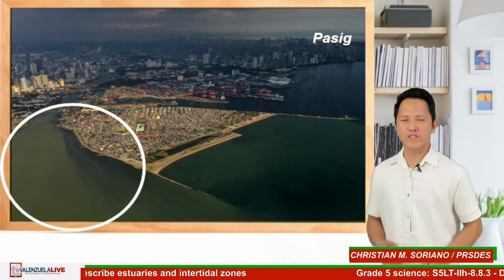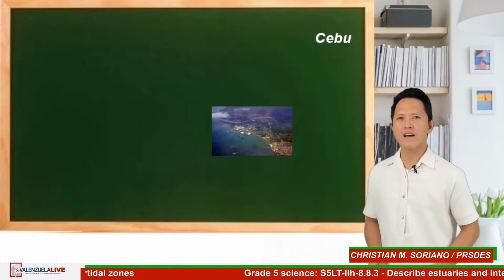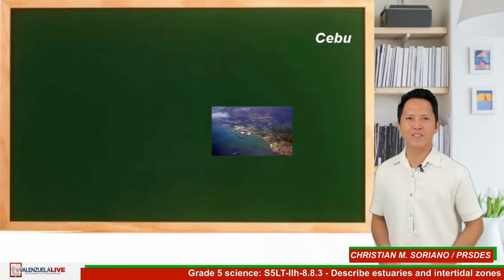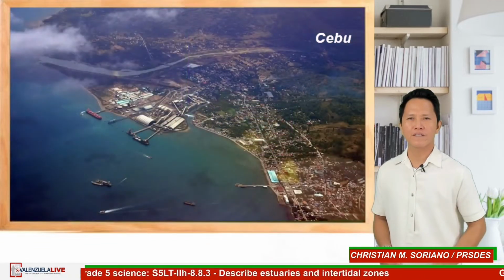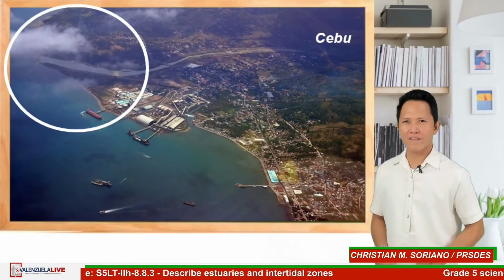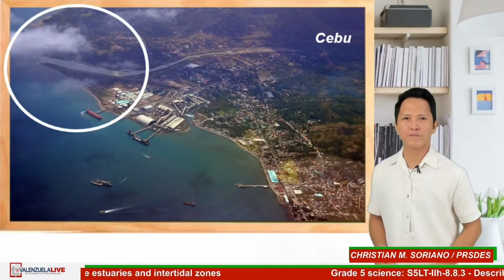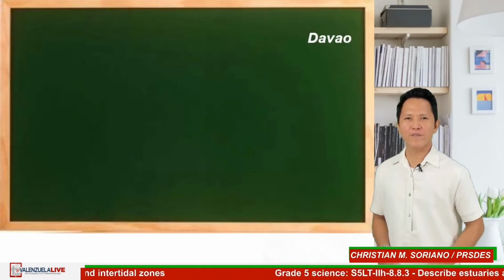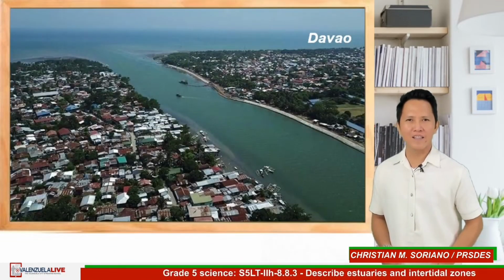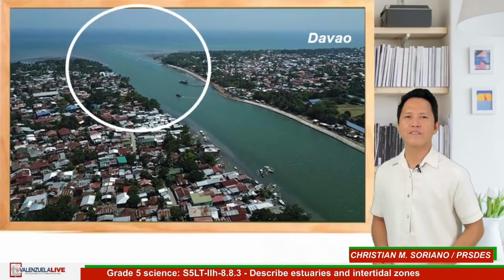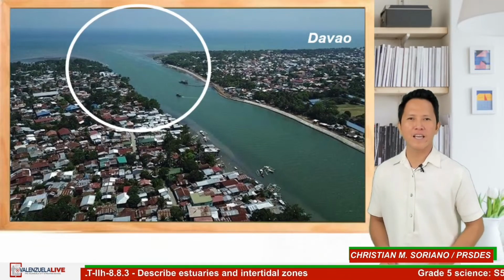Okay. This region within the circle is the estuary along the Pasig River. Another, from the Queen City of the South, we have this estuary. Okay. And this enclosed picture in the circle is the estuary. And from the durian capital of the country, Davao City, we have this estuary. Okay, so we can expect different estuaries in the Philippines.